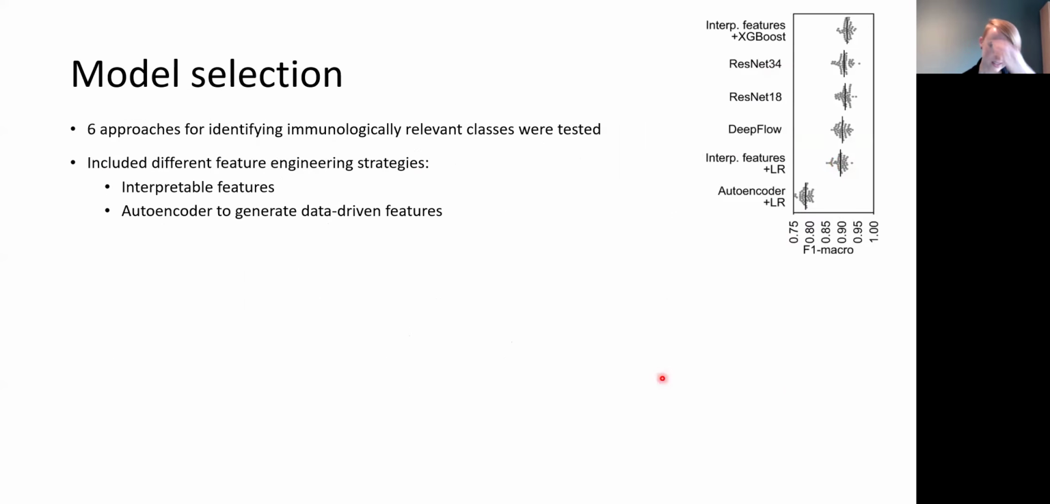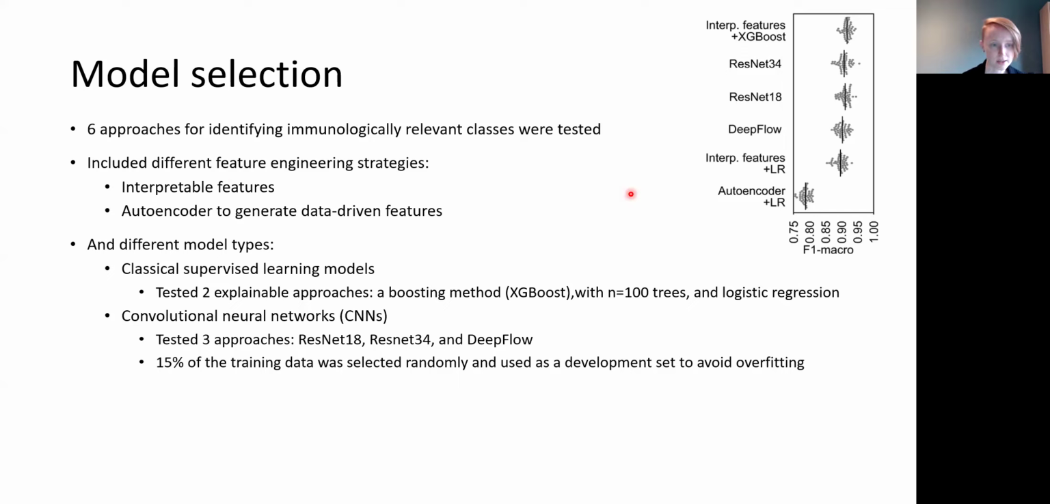So based on this, they actually tried out quite a few different model types, of which we will not go into detail on all of them. We'll pick the main one. But they also used a couple of different feature engineering strategies as well. So they ended up with 6 different approaches that they tested, which were over here. The different feature engineering strategies they used were either using interpretable features or using an autoencoder to generate features automatically from the images, which we will come back to what those are in a second.